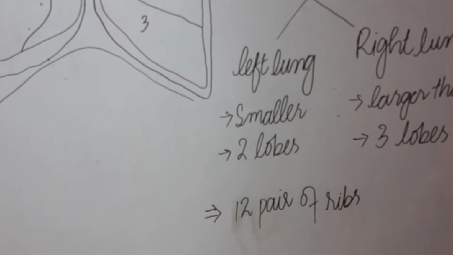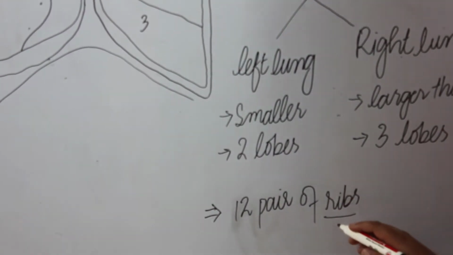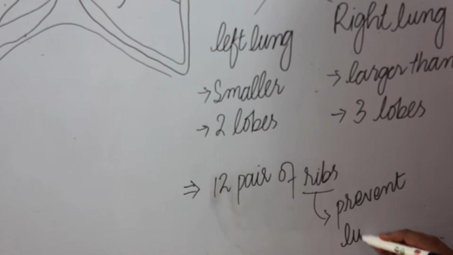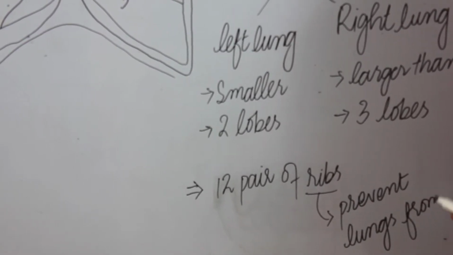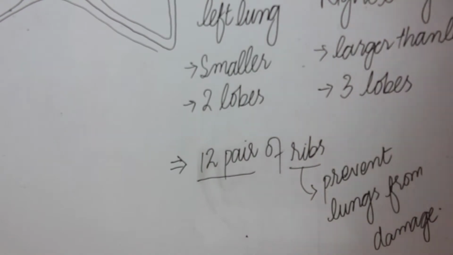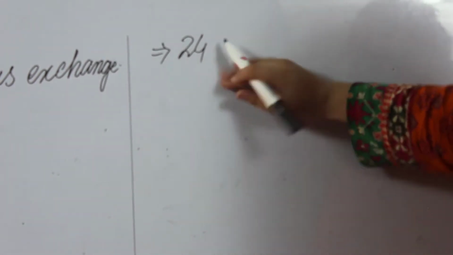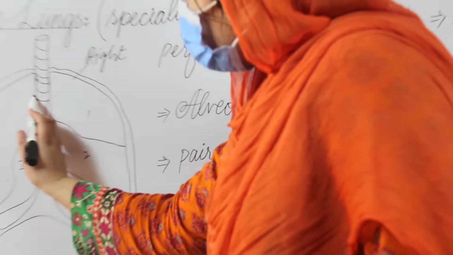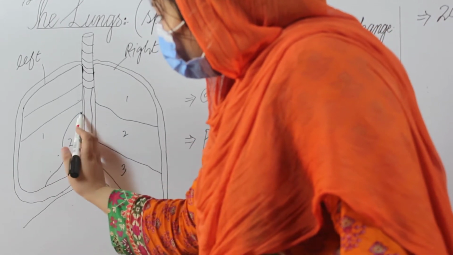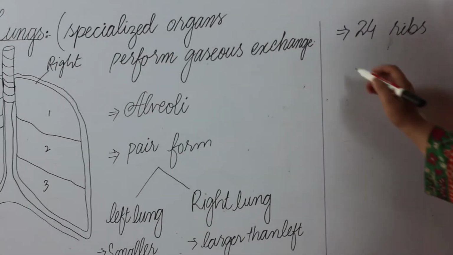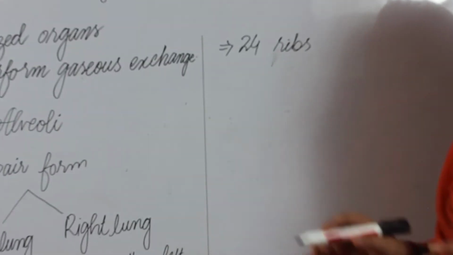Now the question arises, what is the function of ribs? Ribs prevent our lungs from every kind of damage. I have told you that there are 12 pairs of ribs, which means a total of 24 ribs are present in our body. Look at the diagram once again: there are 12 pairs of ribs around the lungs, so a total of 24 ribs.